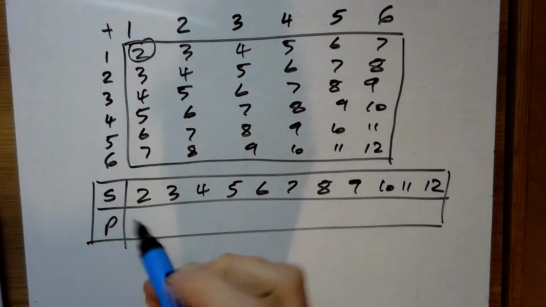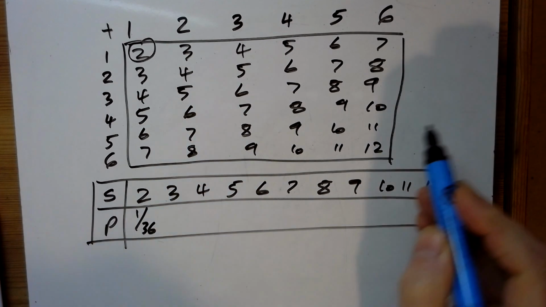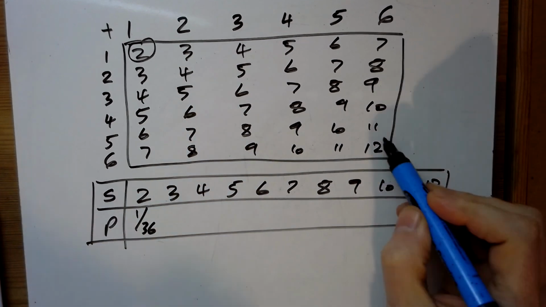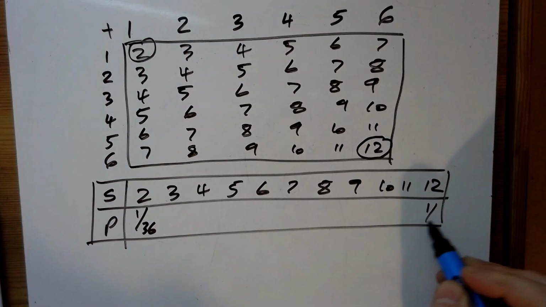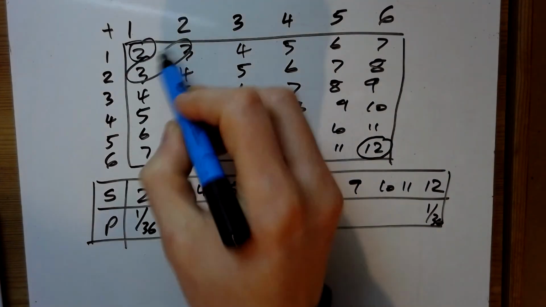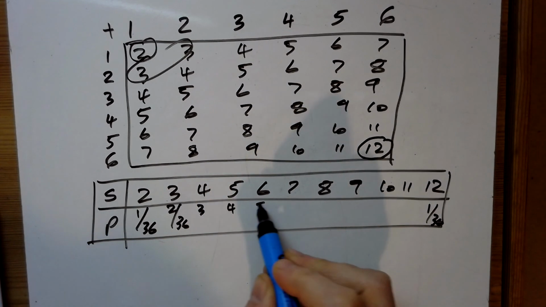So there's just the one way of getting a 2. So that is 1 out of 36 because it's got 36 different numbers here. And clearly there's only one way of getting a 12 at the other end as well. There's two ways of getting a 3, and so on. Then it goes 3 ways, 4 ways, 5 ways.